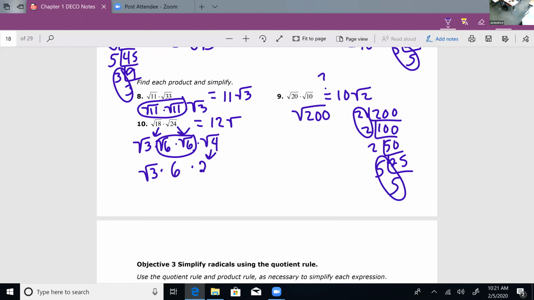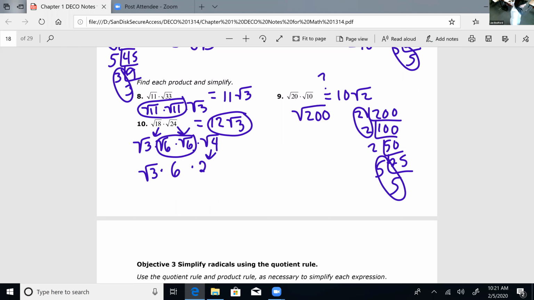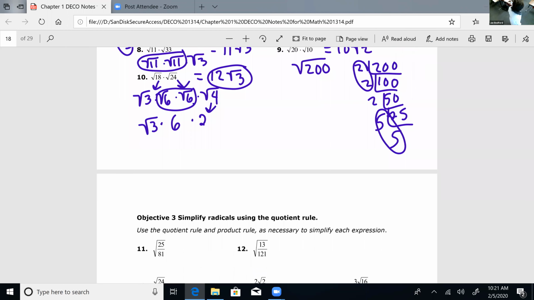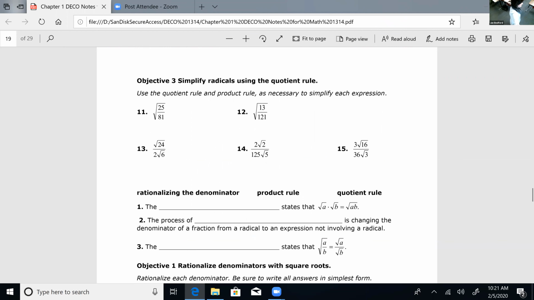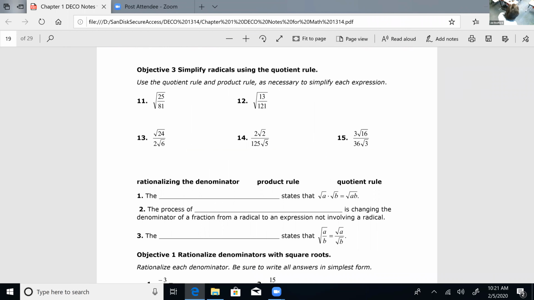Now, you probably won't see a lot of these, but if you do have radicals being multiplied together, that's how you could simplify them. Okay, so if it's asking for your answer in simplified radical form, it means if there's anything that can come outside the radical, then you need to bring it out. Okay, so we talked about multiplying. Now let's talk about dividing.